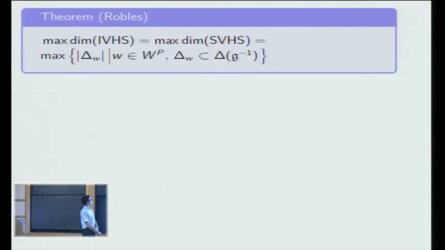Okay, so this is really a corollary of a beautiful theorem by Colleen, but the corollary says, what is written there, that the maximal dimension of an infinitesimal variation of Hodge structure, an abelian subalgebra of G minus 1, is the maximal dimension of a Schubert variation of Hodge structure, which is computable because it's just this thing here.